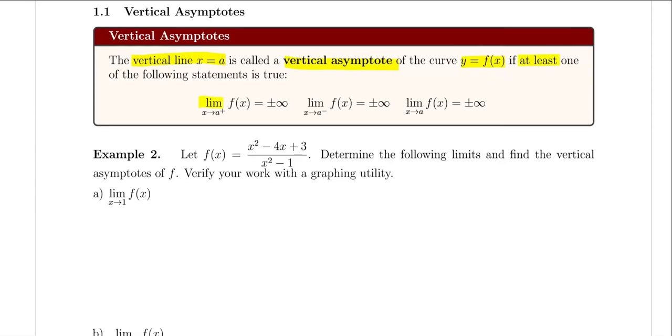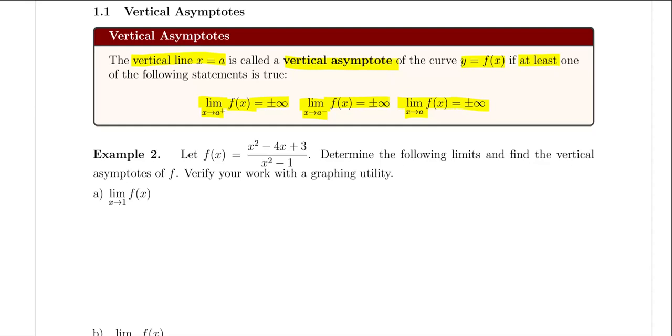The limit as x approaches a from the right for f of x is plus or minus infinity. The limit as x approaches a from the left for f of x is plus or minus infinity, or the limit for f of x as x approaches a is plus or minus infinity. So in other words, as long as you get an infinite limit as x approaches a number, you are dealing with a vertical asymptote in a curve.